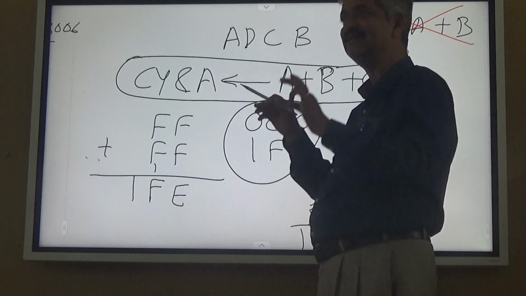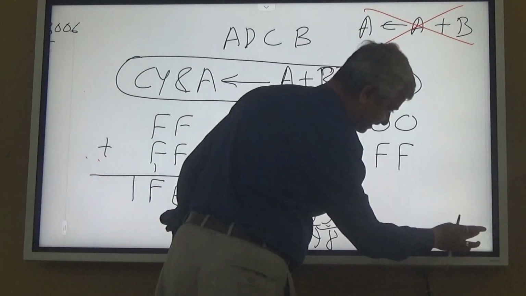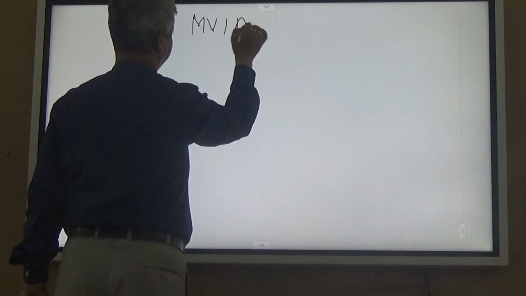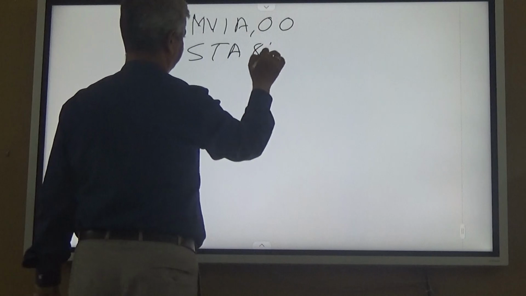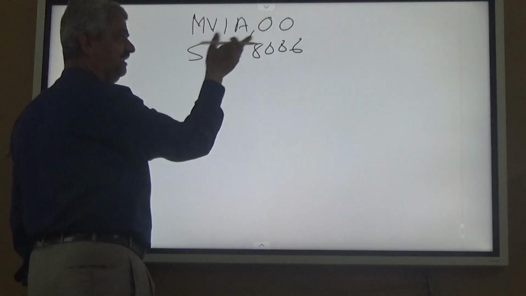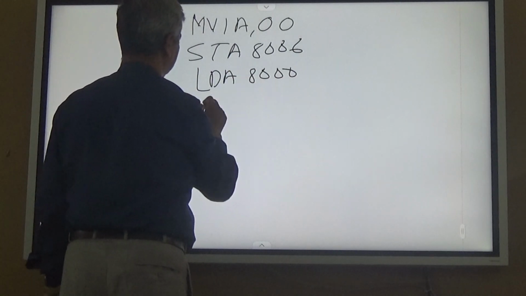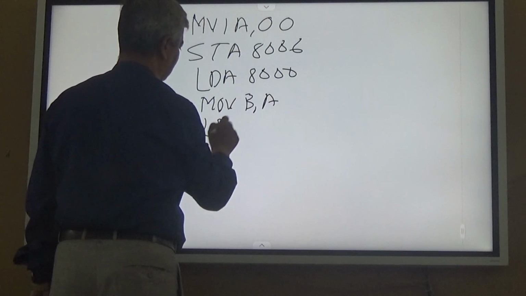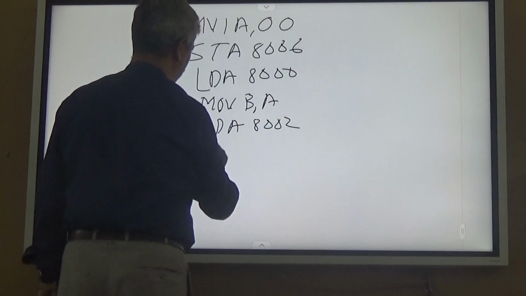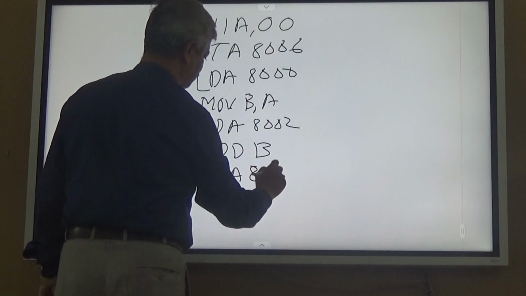Is it right? So there is add with carry, and how I will finish immediately. Now once this is clear, it's very simple. What will we do? MVI A, 00, STA 8006. Now we don't do D2A, we moved ahead. LDA 8000, move B2A, this is the same. LDA 8002, add B, STA 8004.